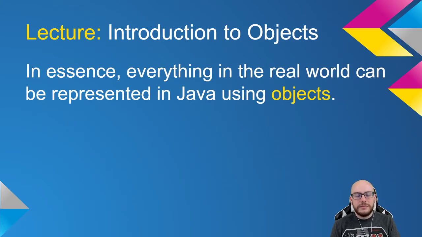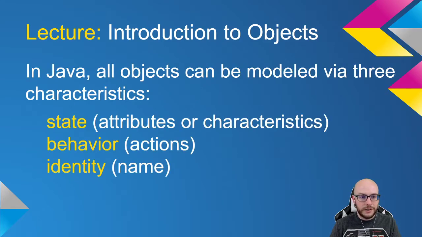In essence, everything in the real world can be represented in Java using objects. All objects can be modeled via three characteristics. We're going to have a state, which are attributes or characteristics about the object. We can have behaviors. These are actions that the object can perform. And lastly, we're going to have an identity, or a name, that manifests itself in code via variables.